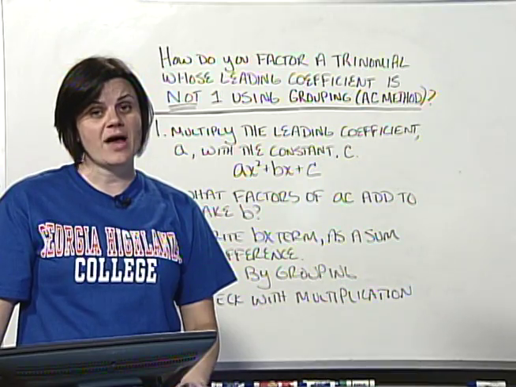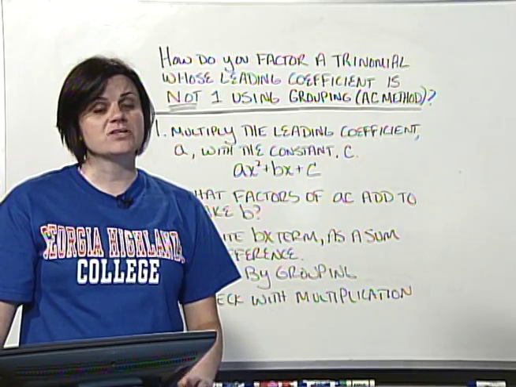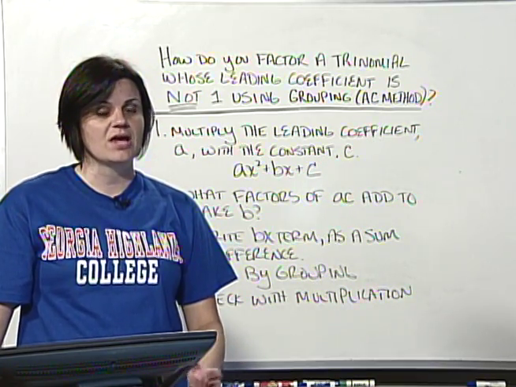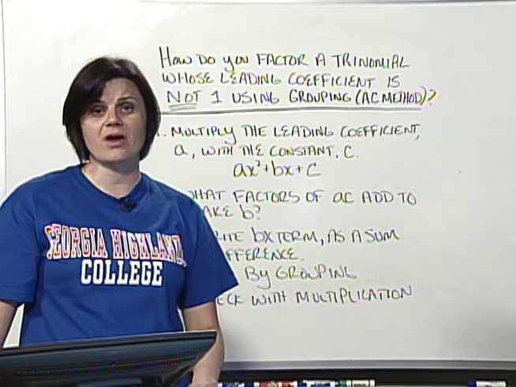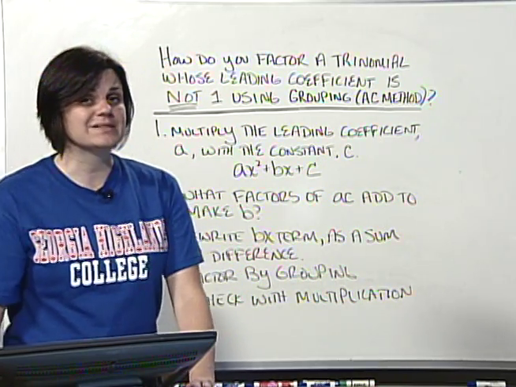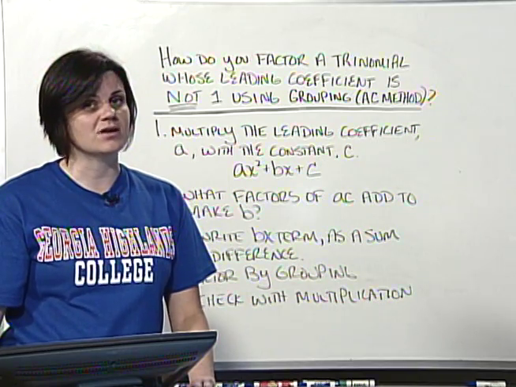I hope this has been a helpful method for you. It's an alternative to trial and error called the AC method, which involves using the method of grouping to factor trinomials whose leading coefficient is not 1.